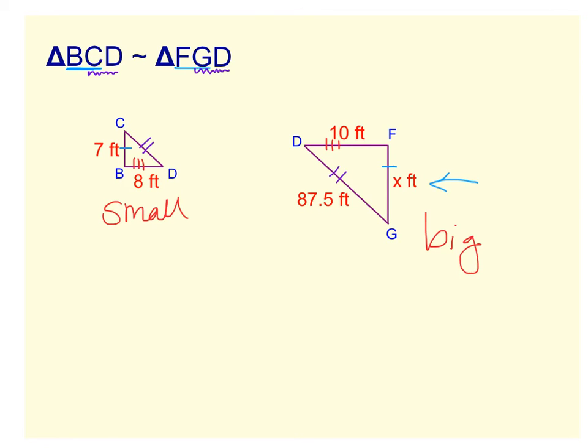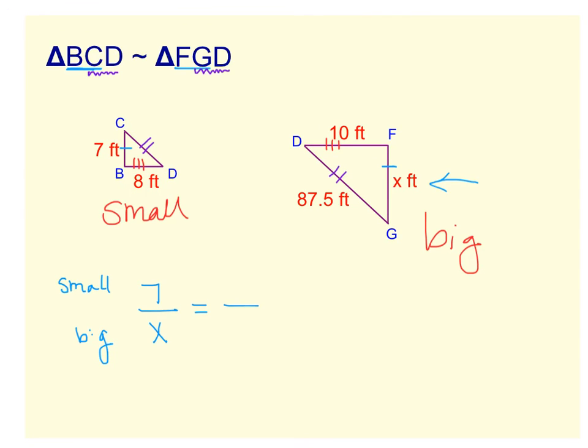So what we're going to do is take a side from the small triangle, and if you look at the one that has the 1 mark, this 7 I can see matches up with the x. So I'm going to go ahead and say 7 over x. Off on the side, I'm going to make a note that I have the small triangle on top and the big triangle on the bottom. I'm going to set that equal to, now I just need another side to match up.